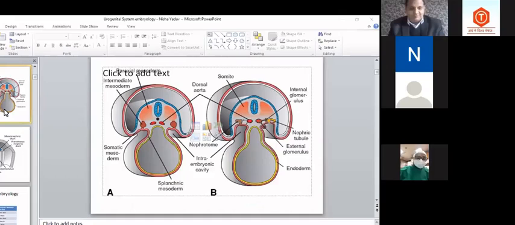Ma'am, in the previous slide I have explained that the nephrogenic cord will develop, which will give rise to the kidney system, and the genital ridge, which will give rise to the gonadal system. In the further diagrams, it is shown more clearly. I'll explain them.